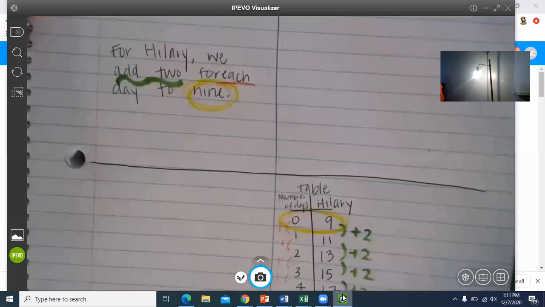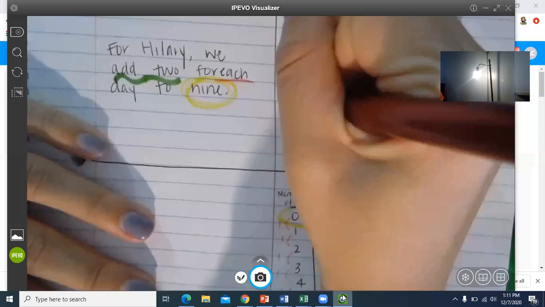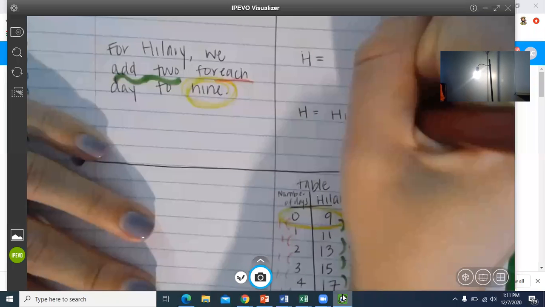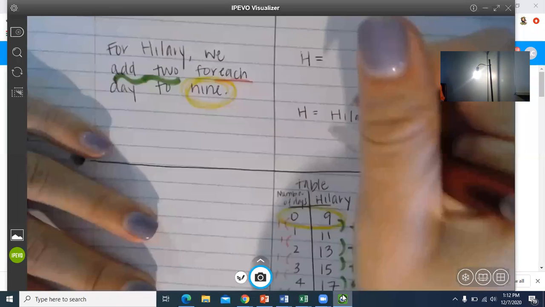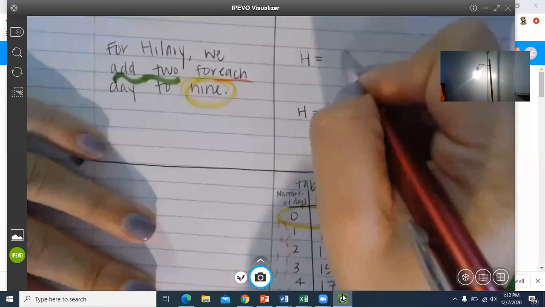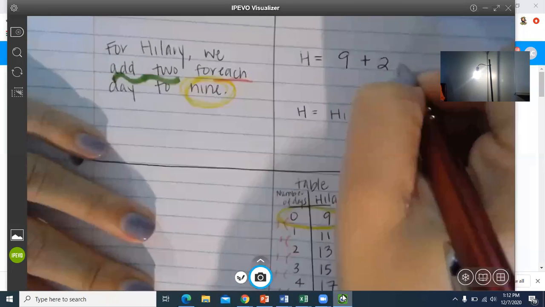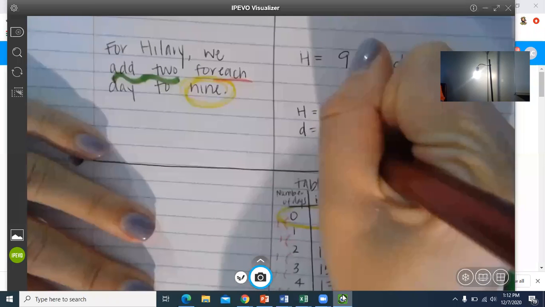So now we're going to write the equation. We're going to say H, because every time we write a variable, we have to explain what that is. Hilary's amount. And so she starts with 9, and we add. So add means plus 2 for each day. D is not going to stand for days. It's going to stand for the number of the days.